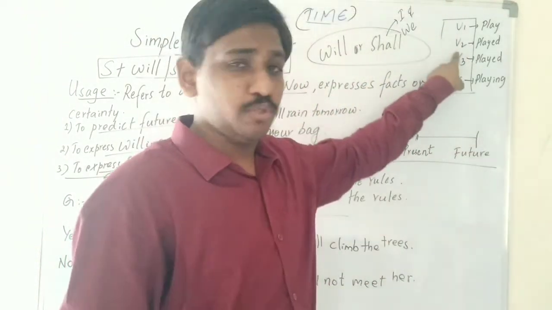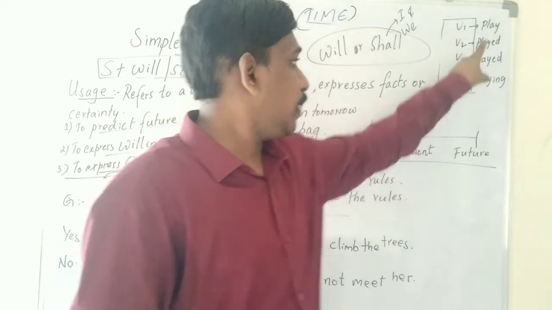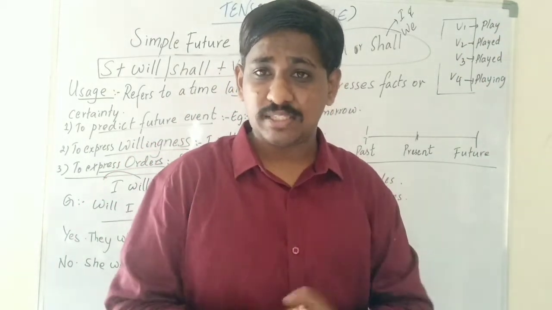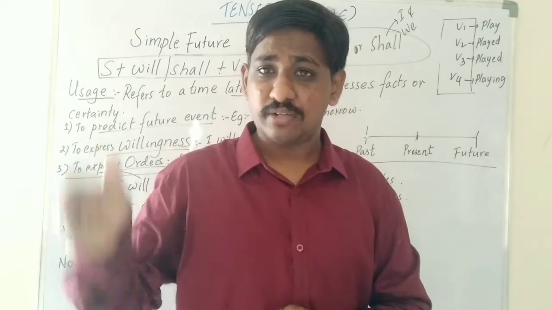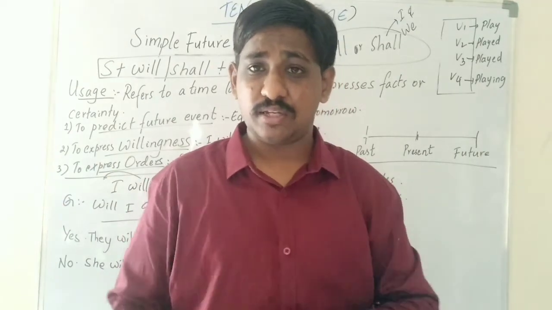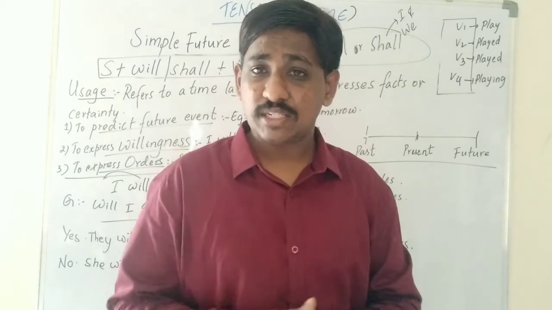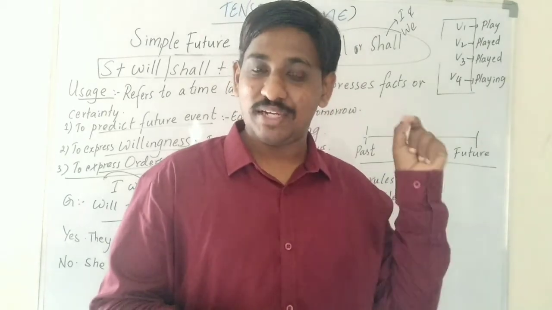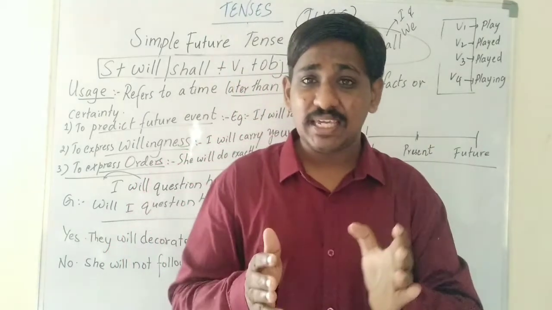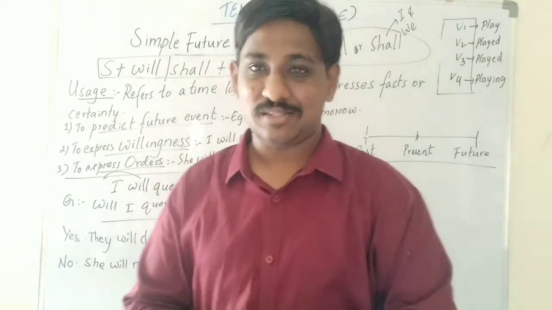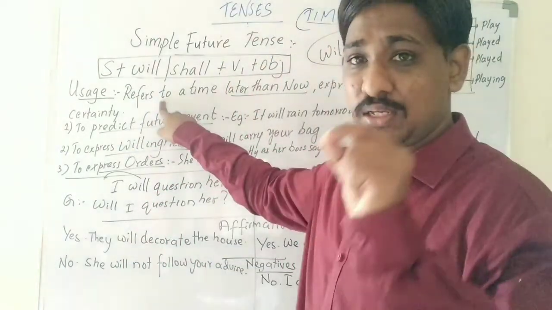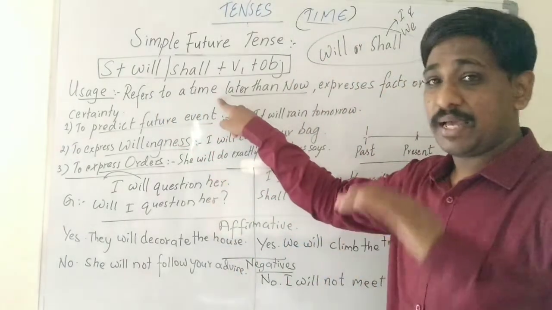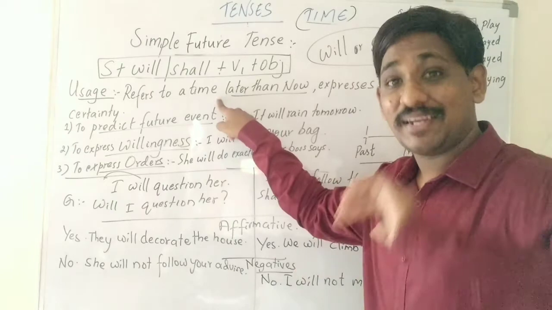So verb 1, verb 2, verb 3, verb 4. Play, played, played, playing. V1 is play. Let us take one more example. Write, wrote, written, writing. What is V1? Write. Very good. Rotate, rotated, rotated, rotating. What is V3? Rotated. But we need V1 here, rotate. So let us see when to use simple future tense. When we use simple future tense, it refers to a time later than now. Not now, next.